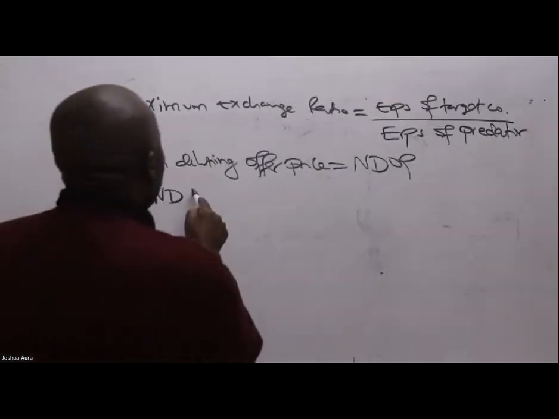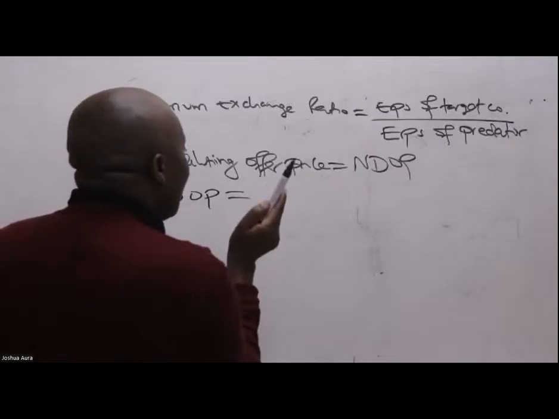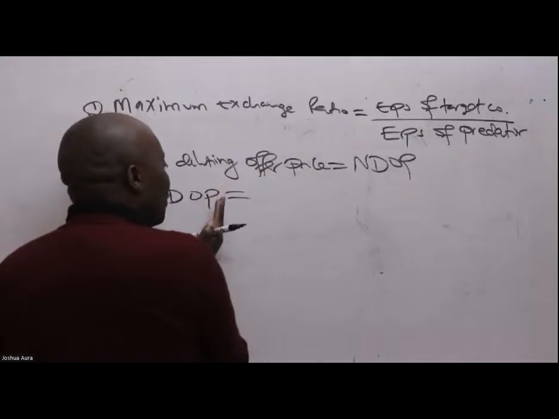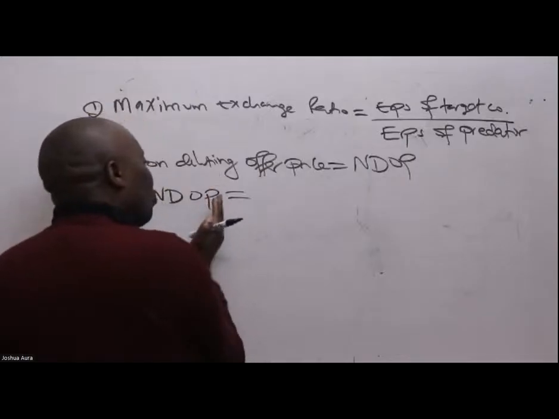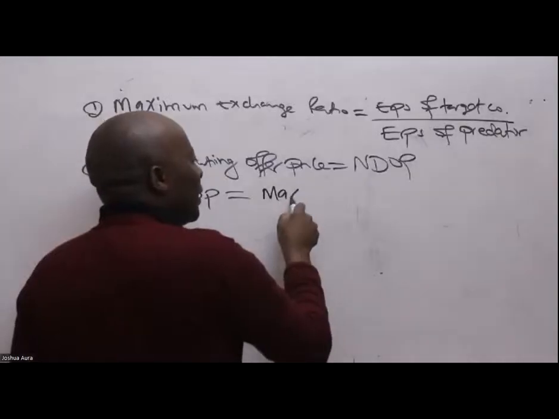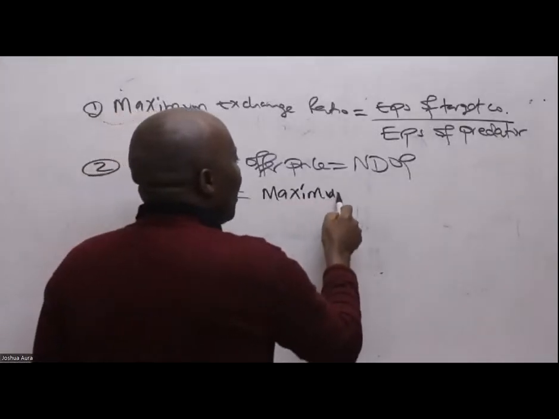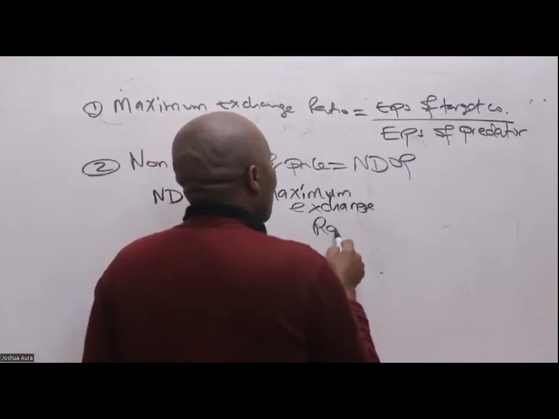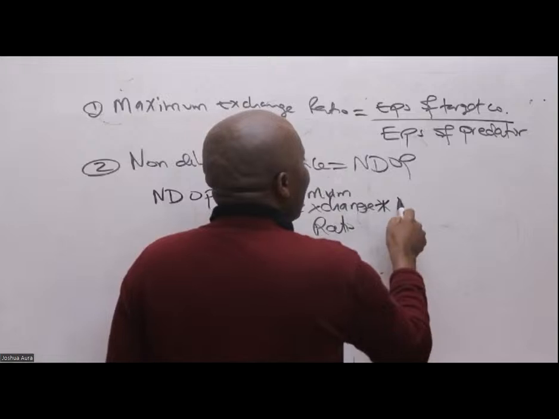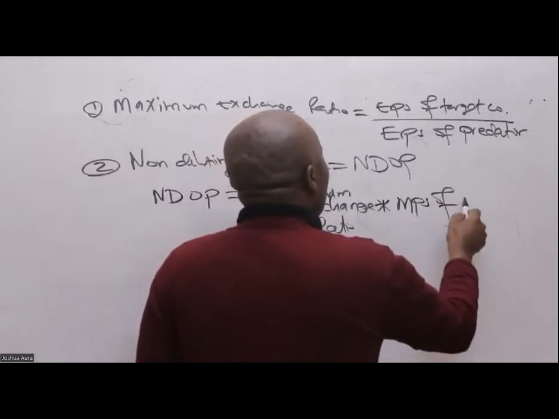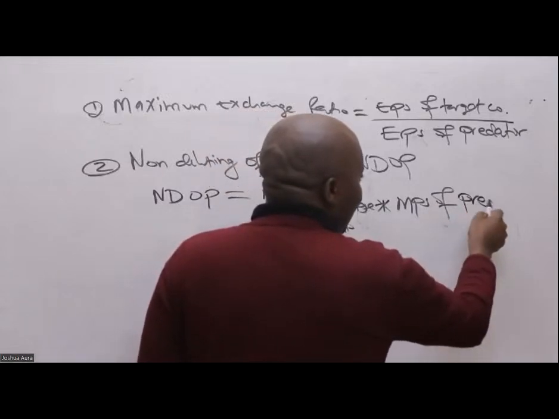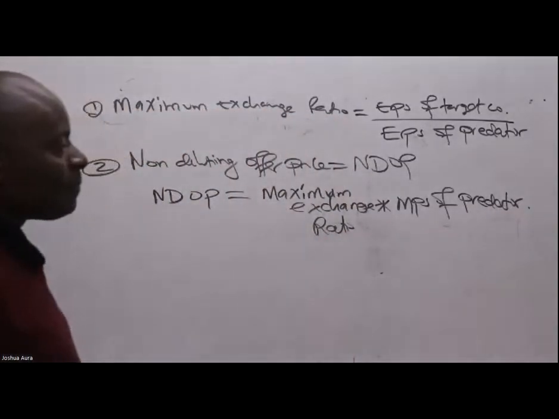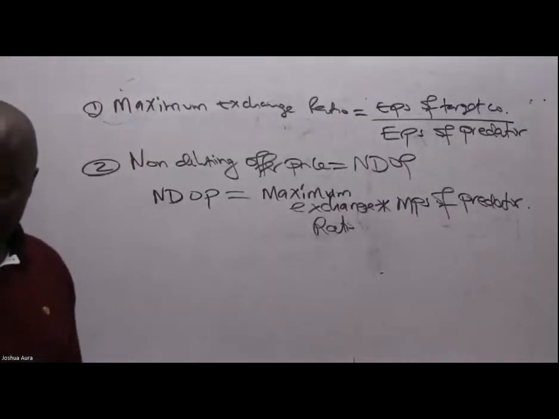NDOP. The easiest way that I taught you to remember this formula fast is that anytime you want to get NDOP, always think about maximum exchange ratio times MPS, not MPS of the target, but MPS of the predator company.